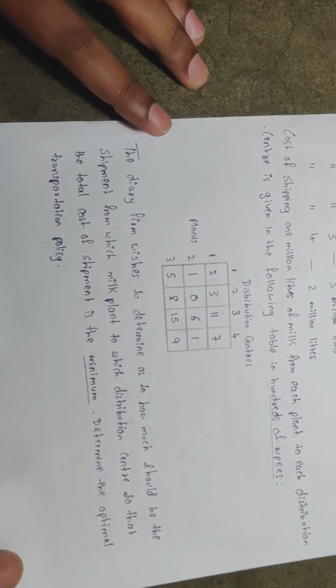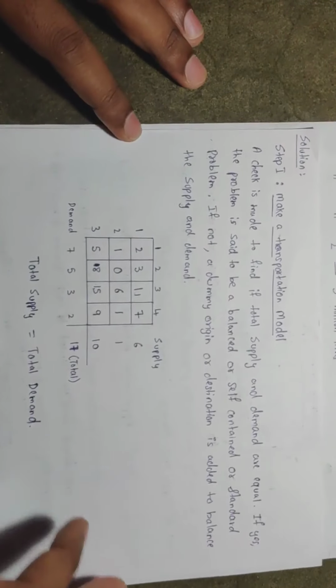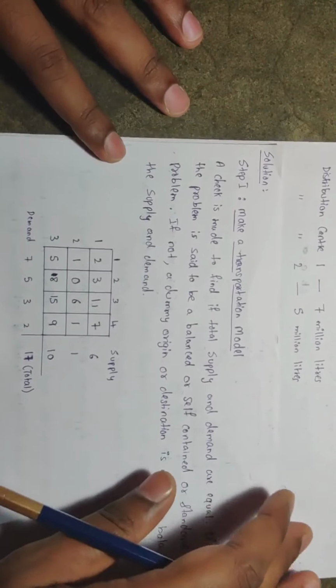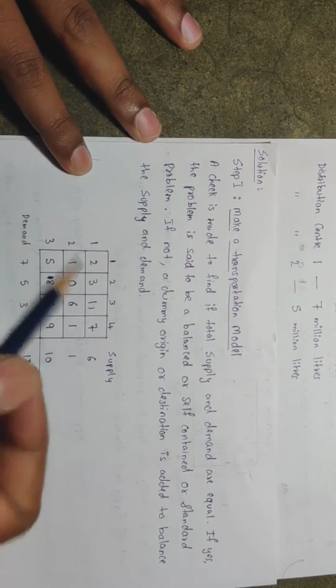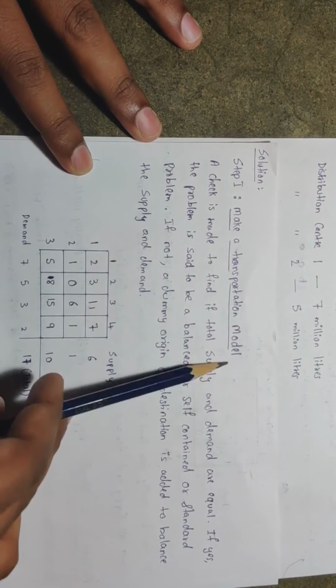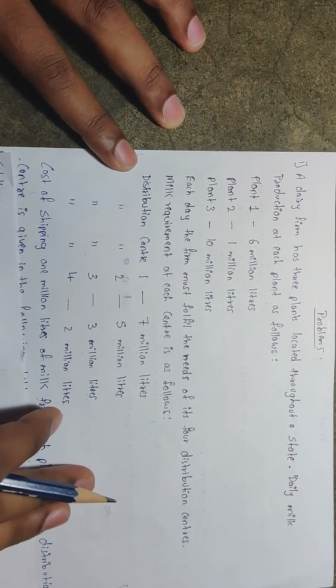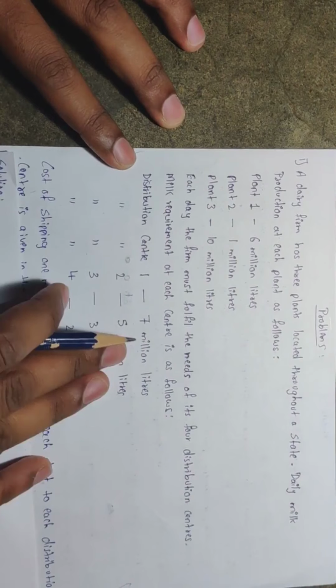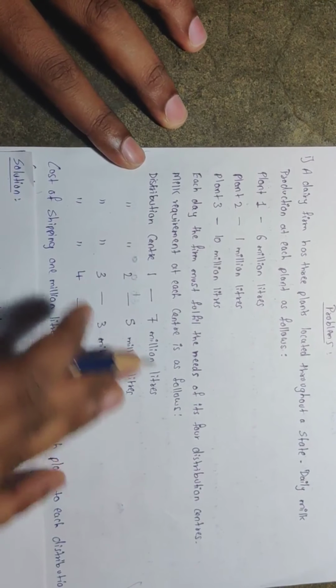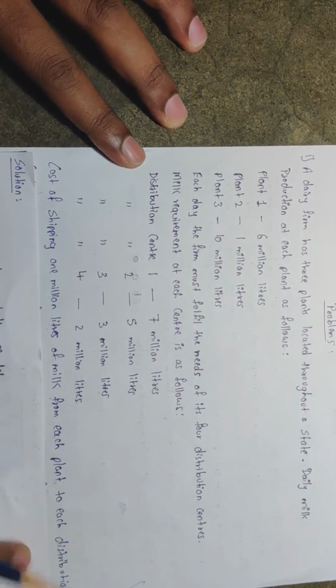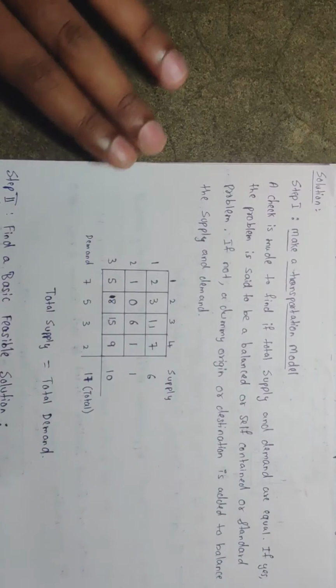Okay, so let us start with the solution. While taking the solutions, you can see the first step. I have explained each step by step. First make a transportation model. In the question, they are given in terms of a wording statement. You have to convert this wording statement into a tabular matrix. So here I have converted this.